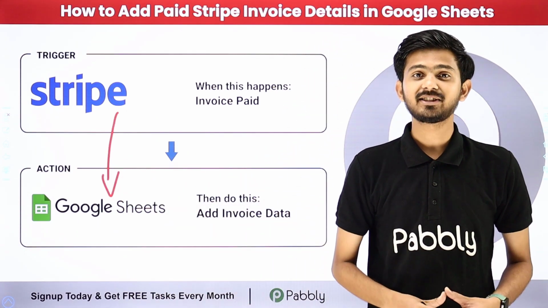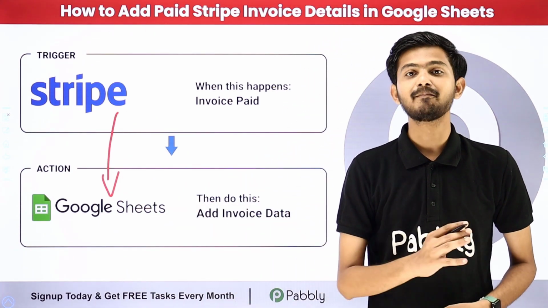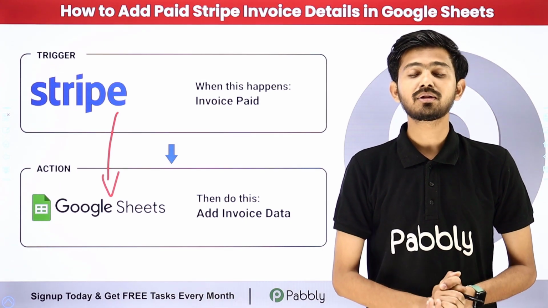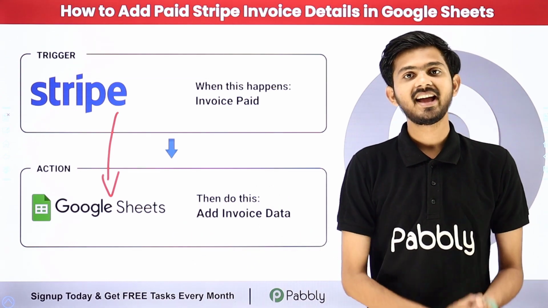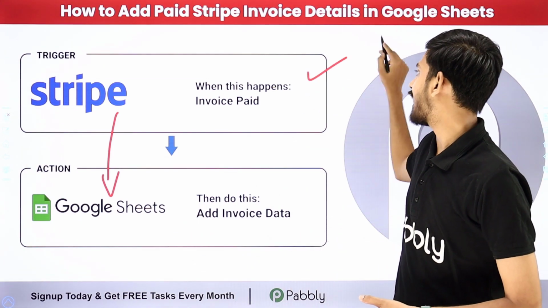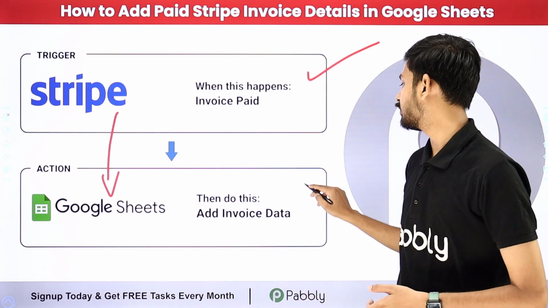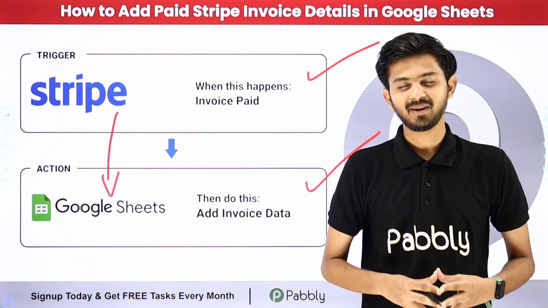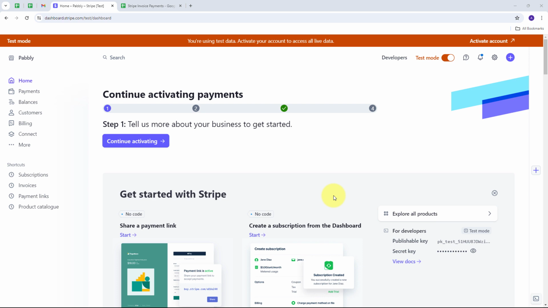So for building this connection, I'm going to use Pabbly Connect, which is an amazing software for automation and integration. In Pabbly Connect, I need to use the concept of trigger and action. In trigger application, I'm going to use Stripe. In action application, I'm going to use Google Sheets. So how I'm going to build this connection? For that, let me take you to my computer screen. I hope all you can see my computer screen.